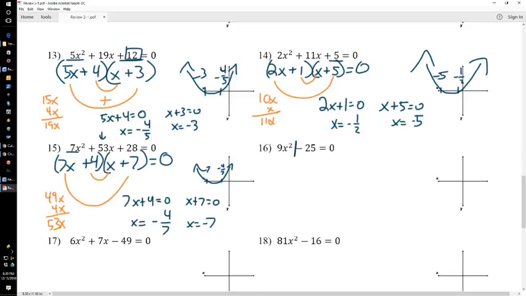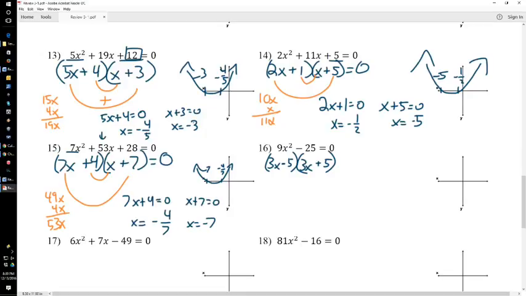Again, the missing term right here is a 0. So what multiplies when we do our outside and inside is going to add up to 0. All right, so put it in parentheses. Two things that multiply to the left are 3 and 3. We could do 9 and 1, but I'm guessing 3 and 3. Two things that multiply to 25 are 5 and 5. And since it's negative 25, one has to be negative, the other has to be positive.